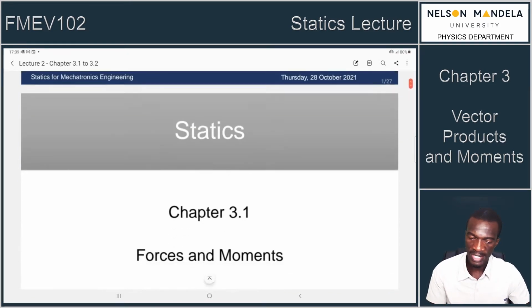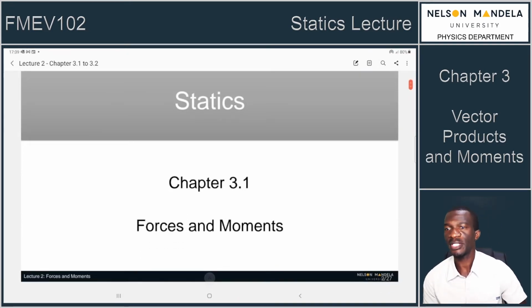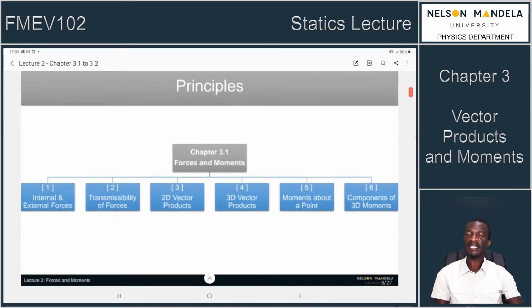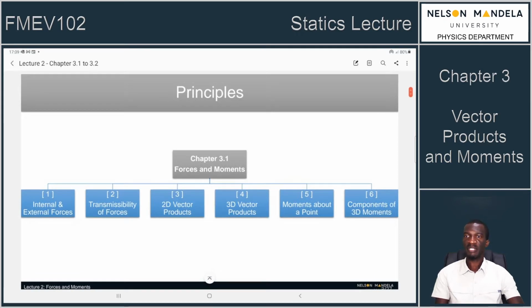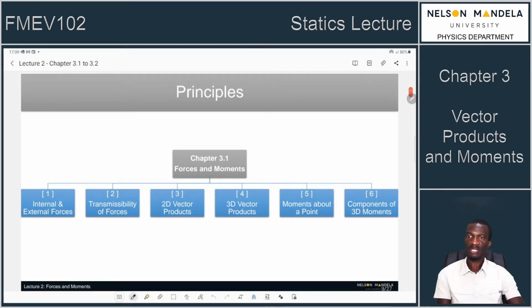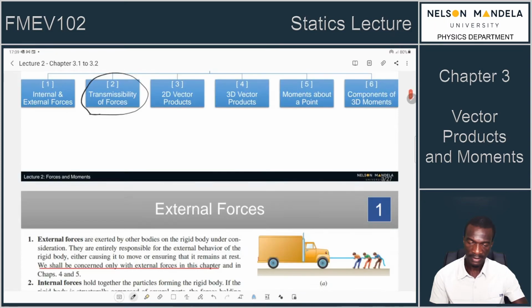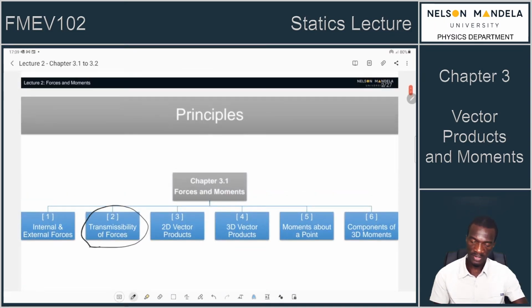Right, so let's jump into chapter 3.1. Chapter 3.1 on forces and moments has 6 key principles. The first principle is on internal and external forces. The second principle, we discussed about it, is transmissibility of forces. The third principle is two-dimensional vector products.